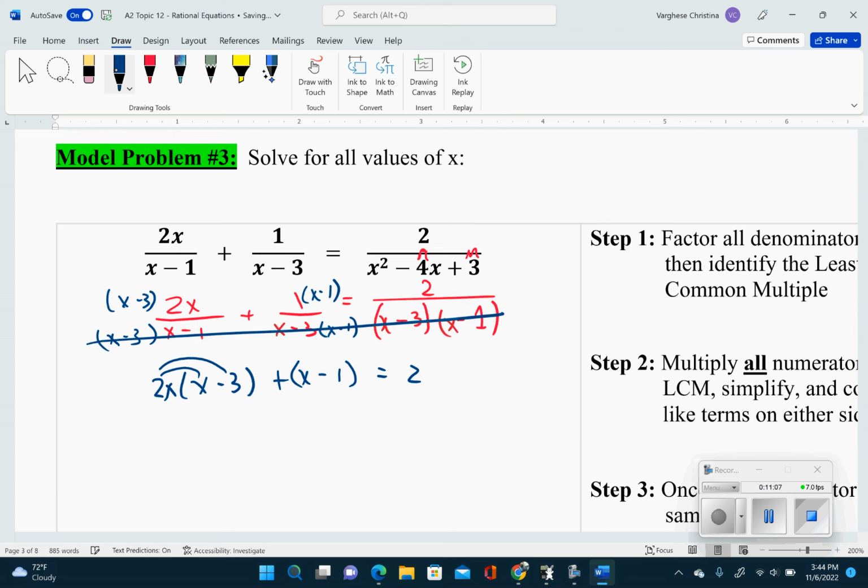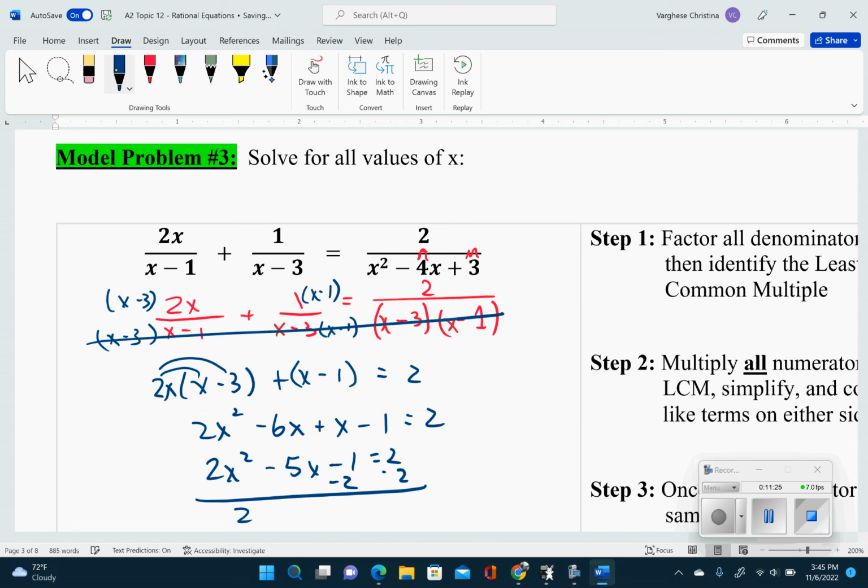So distribute here, I get 2x squared minus 6x plus x minus 1 equals 2. So I get 2x squared minus 5x minus 1 equals 2. Subtract 2 from both sides. So when I do this, I get 2x squared minus 5x minus 3 is equal to 0.